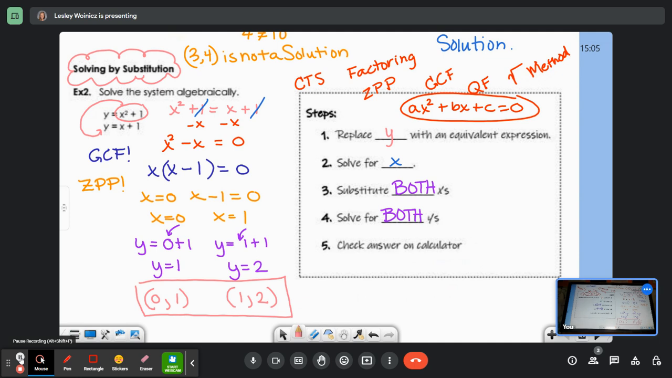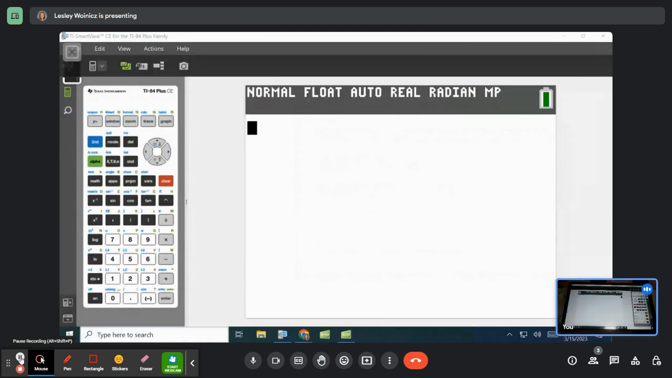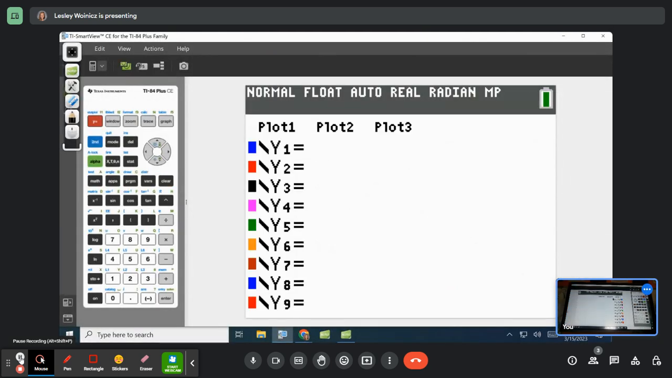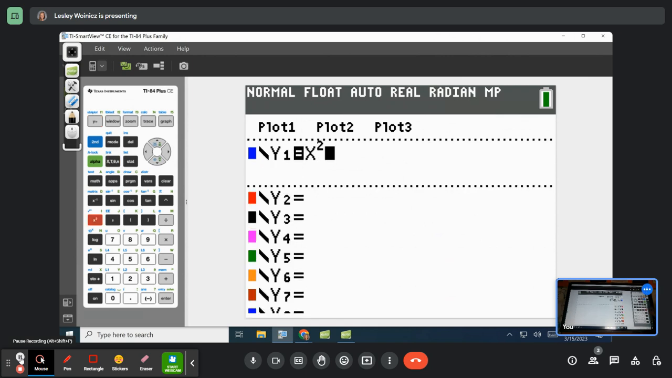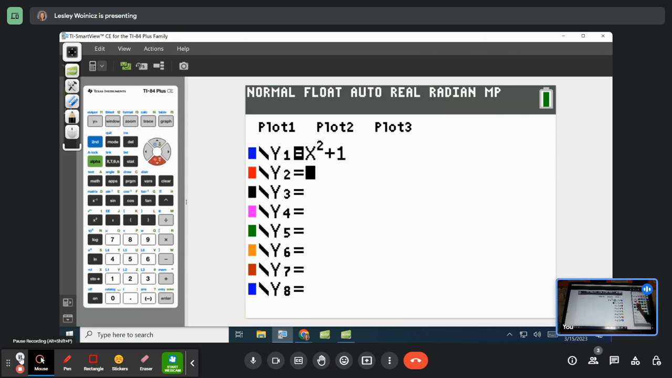All right, check out step 5. These are both solved for y, so it would be really easy to put both of these in y equals, right? That's what we're going to do. We're going to check our calculator to see if we got the right answer. So it was x squared plus 1 and x plus 1. Okay.